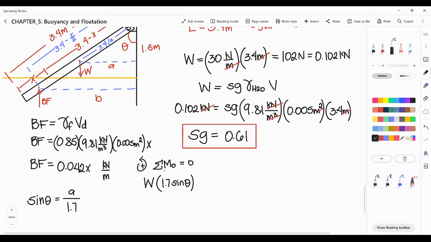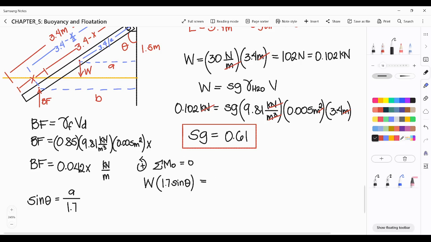Tapos, since magiging counterclockwise is positive kasi pag pinaikot mo siya papaganon, counterclockwise. So, kaya positive. Tapos, itong buoyant force, clockwise kasi papaganon, that would be negative. Lipat na natin sa kabila para mabilis. Transpose na natin siya agad.